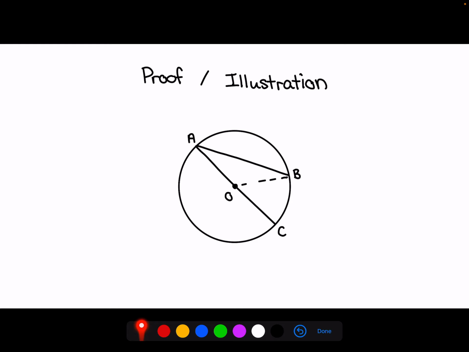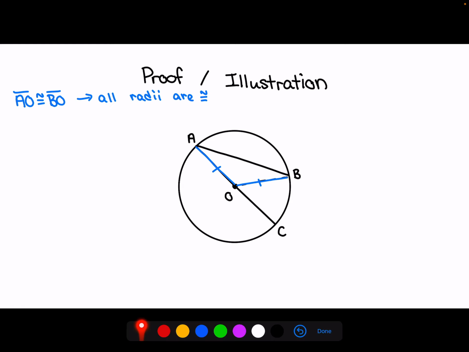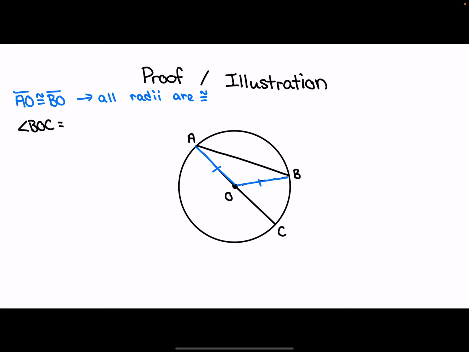So if I'm going to prove this, the first thing I want to prove is that angle A is 1/2 of arc BC. So first off, I know that AO is congruent to BO because they're both radii, and all radii in the same circle are congruent. Further, if I look at angle BOC, this is a central angle. It's formed at the center of our circle. And if we recall, a central angle is always congruent to the arc that it is facing. So I can say that angle BOC is equal to arc BC.